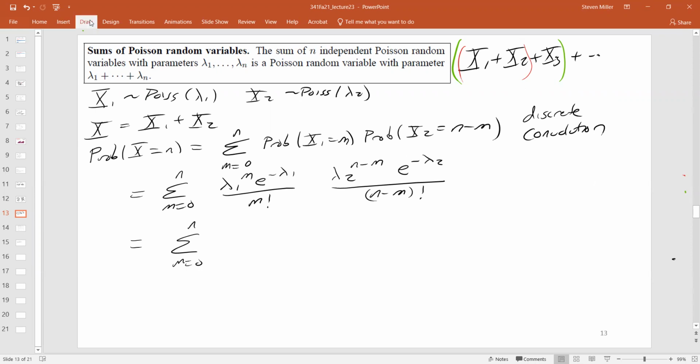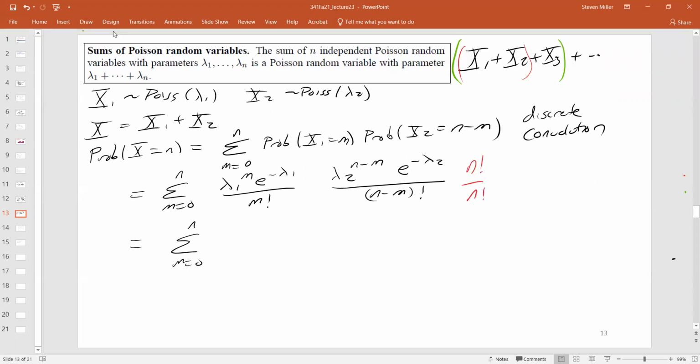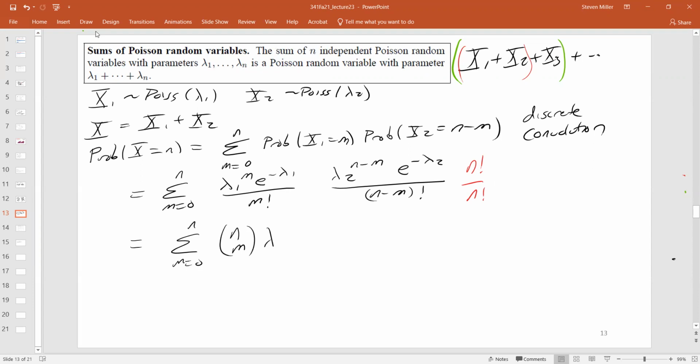Yeah, we want to put in n factorial, because if we put in n factorial, then we're going to get a binomial coefficient. So again, it all comes down to trying to find a way to see the algebra as it's coming. So now we'll have n choose m, lambda 1 to the m, lambda 2 to the n minus m, and then it's e to the negative lambda 1 plus lambda 2.